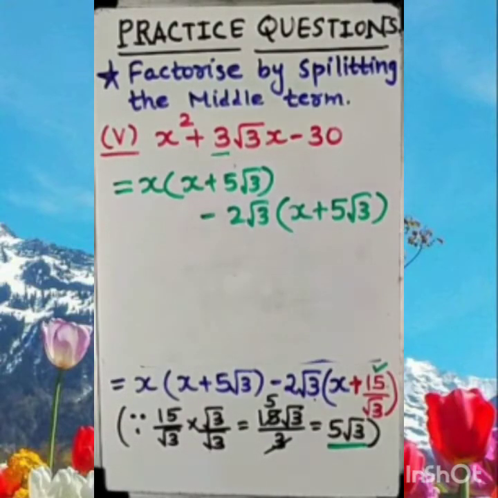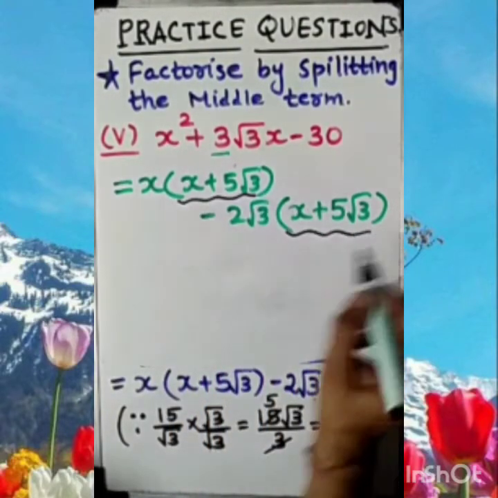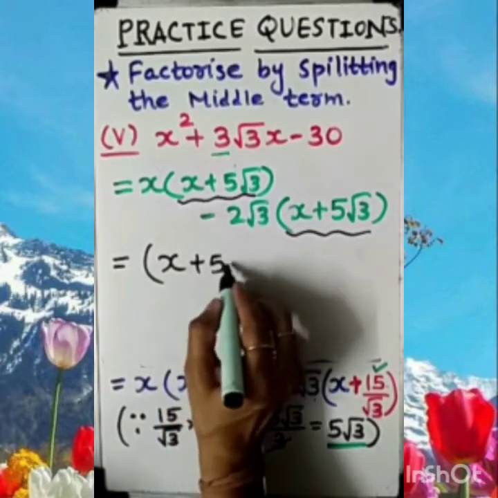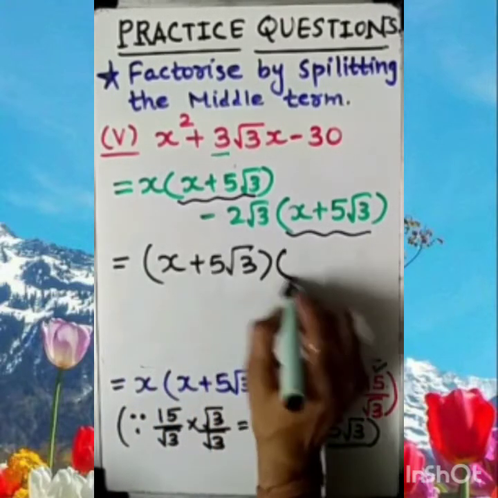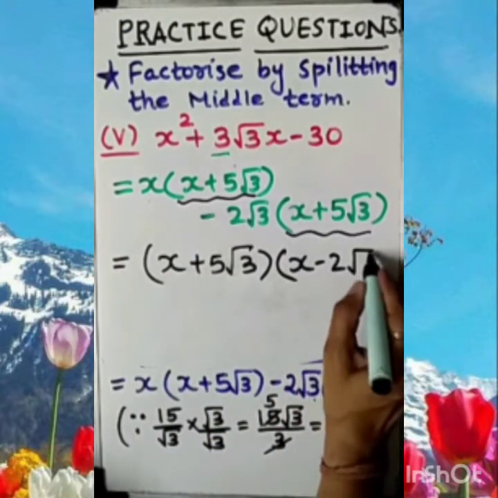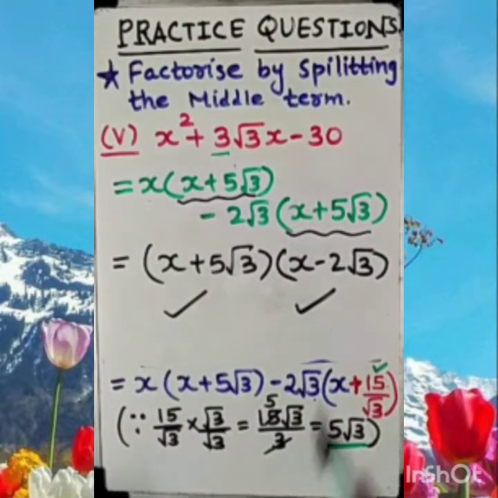Now you can find these two brackets similar. Okay. So this will become one of the factors of the given polynomial. So let me write it in one bracket, x plus 5 root 3, and in another bracket x minus 2. These are the two factors of the given polynomial. Clear to you?